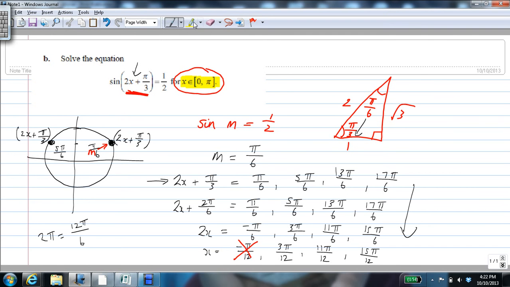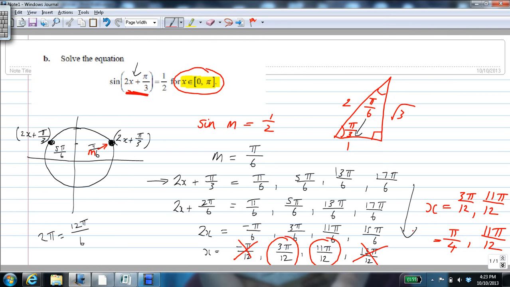So what I see now is that this is in the domain, and this one is as well because it's less than pi. But this one is more than pi, remembering that pi is the same as 12 pi on 12. So 15 pi on 12 is more than that. So my final solution is 3 pi on 12 and 11 pi on 12. And I'm going to simplify that first fraction to pi on 4 and 11 pi on 12.